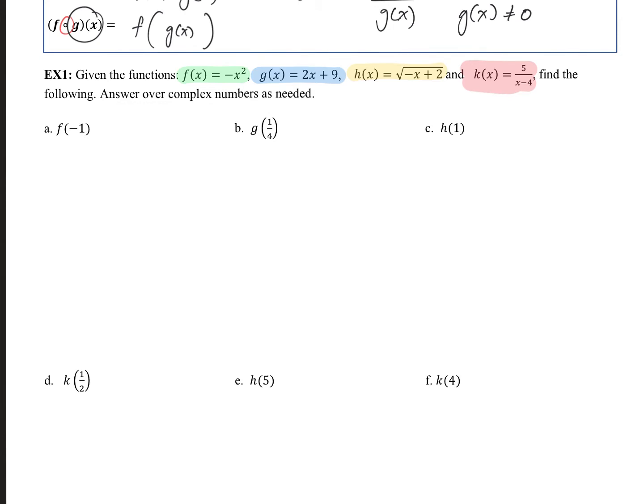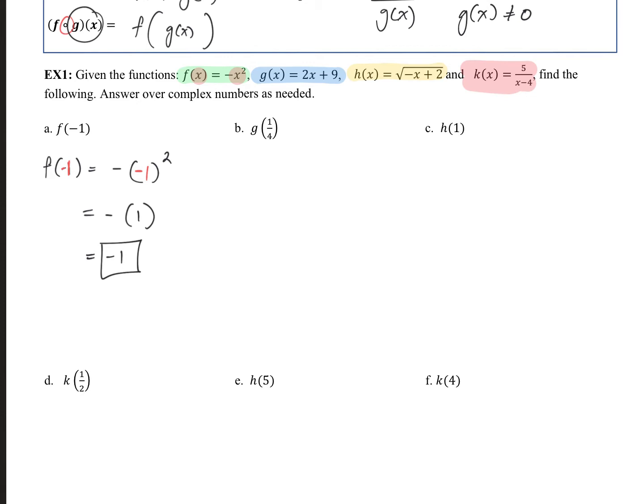Alright, so the first one, we have f of negative 1. So what that's saying is, your new input, instead of x, is negative 1, so you're going to replace x with negative 1. So then f of negative 1 is going to equal negative, and we're told to replace x with negative 1, so negative 1. Careful, there's a lot of negatives going on. Negative 1 squared is going to be positive 1, but we still had that other negative 1 out front, so that'll be negative 1.